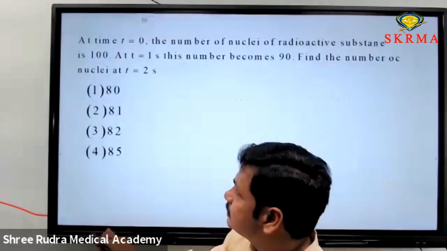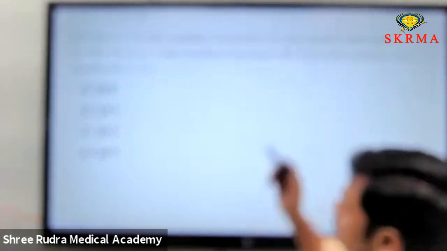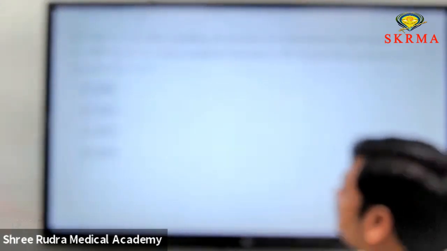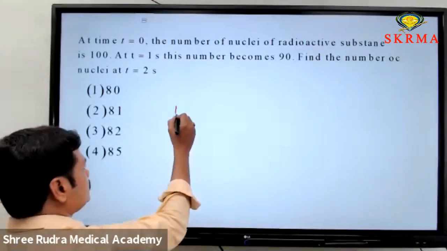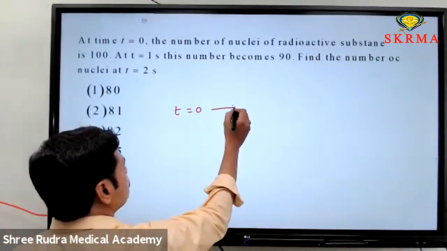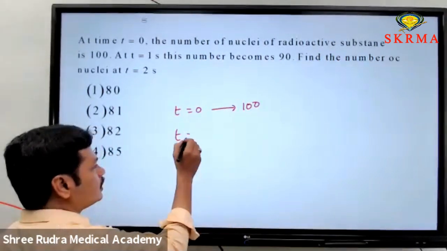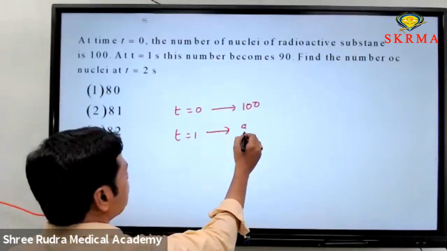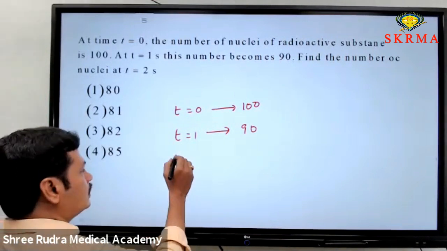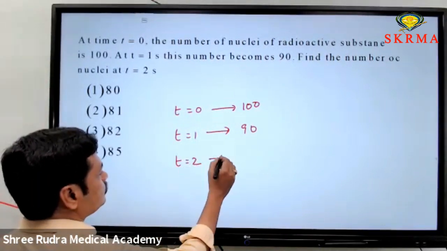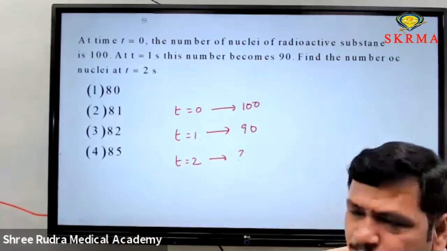And the next concept is based upon the problem of half-life. At time t equals 0, the number of nuclei of a radioactive sample is 100. At t equals 1 second, that becomes 90. After 2 seconds, how many nuclei are left? Here, this is very simple. At t equals 0, 100. At t equals 1, the remaining number is 90. The remaining left are 90% of the initial.